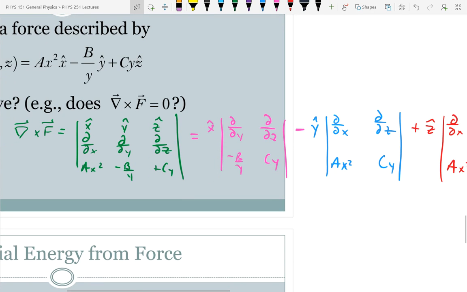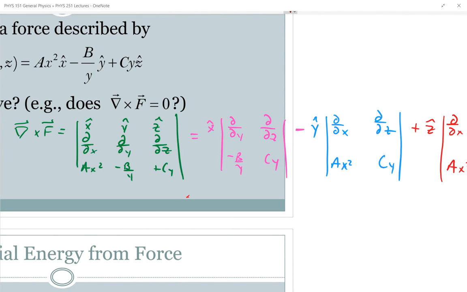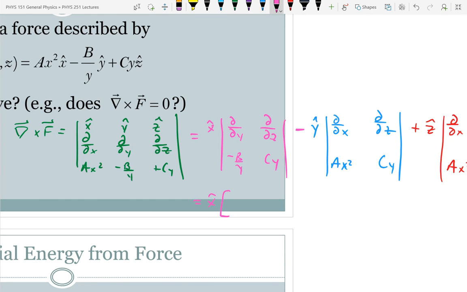Excellent. Now I evaluate these with respect to y of cy. That's not 0, that's going to be c. Now for the next one, make sure you do the derivative first. It's got to go top to bottom. You can't go bottom to top. And so d dz of minus b over y, that is 0. Well, that's not 0. I can stop right now, because in the x direction, it's not 0.